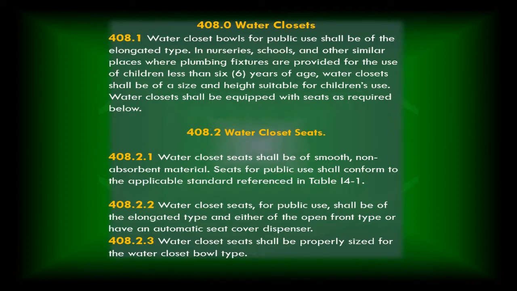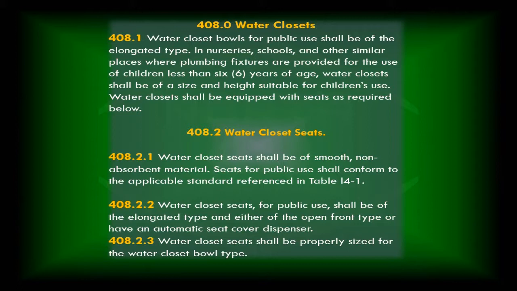408 water closets. Again, 408 water closets deal with a whole lot of stuff. Water closet bowls for public use shall be of the elongated type. In nurseries, schools, and other similar places where plumbing fixtures are provided for the use of children less than 6 years of age, water closets shall be of a size and height suitable for children's use. Water closets shall be equipped with seats as required below. And 408.2 deals with water closet seats.